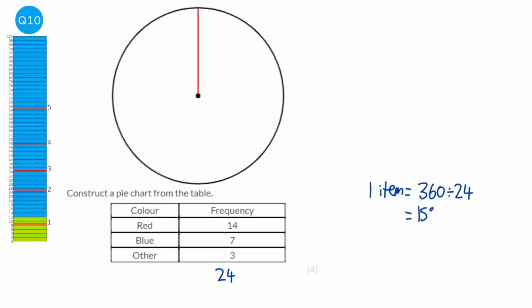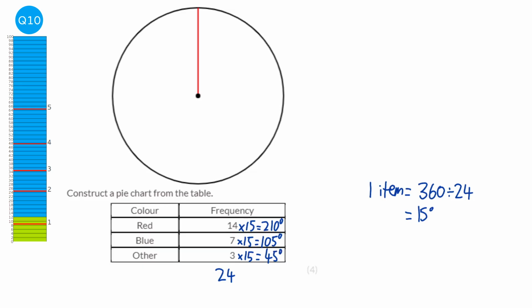So to find out the angle for red, well, we've got 14 items, times it by 15, and that will give us 210 degrees. And we're just going to times each of these by 15, which would be 105, and the final one times 15 is 45 degrees. Add them up and they add up to 360, which is good. They need to add up to 360.